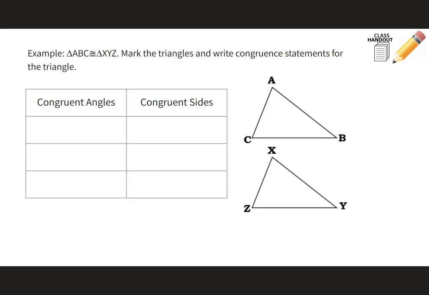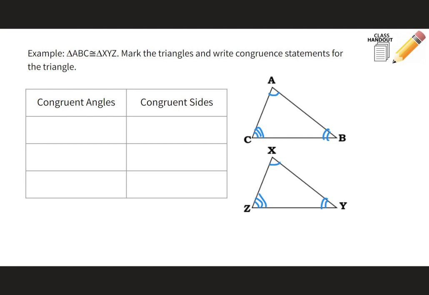Okay, so now let's make this a little bit harder where we're given the congruent statement, and now we're going to mark the triangles and write the congruent statements for the triangle. So first thing I'm going to do is mark the angles. According to this congruent statement, angle A matches up with angle X, so I'm going to put 1 marking on those. Angle B matches up with angle Y, so B and Y both have 2 markings. And then angle C matches up with angle Z. This is nice because the triangles kind of line up so you can see which ones match with what.